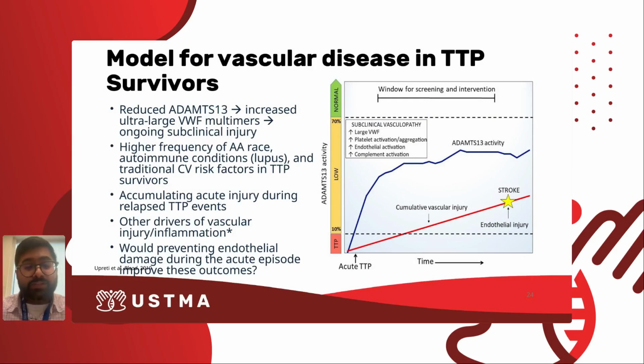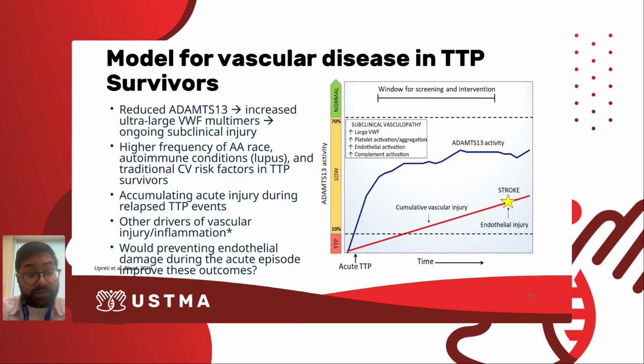Some of the potential hypotheses for why vascular disease appears more predominant in TTP survivors may be from this reduced ADAMTS13 that we see during clinical remission. Perhaps there's ongoing subclinical injury due to increased ultra-large von Willebrand factor multimers or microthrombi, things that can increase endothelial damage in both the heart and the brain. The higher frequency of African American race, autoimmune conditions, or traditional risk factors is also seen in our patient population, and it may simply be that these factors themselves increase the risk in our survivors.